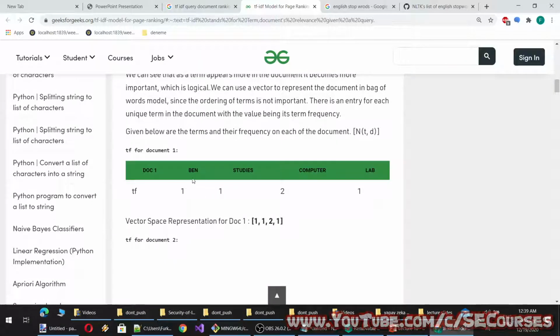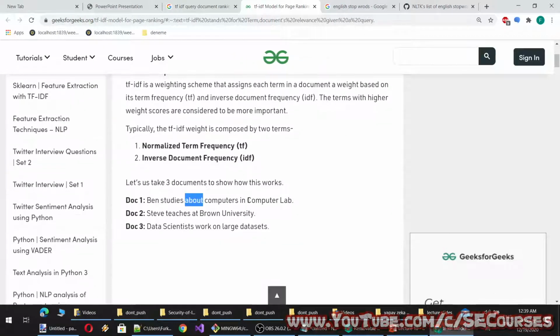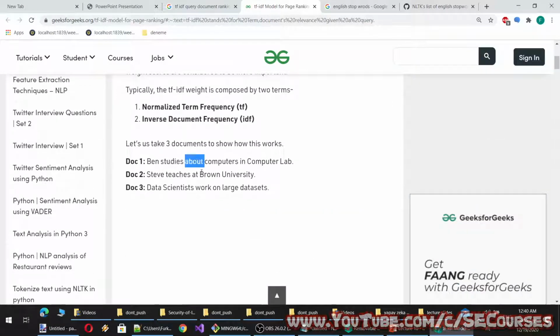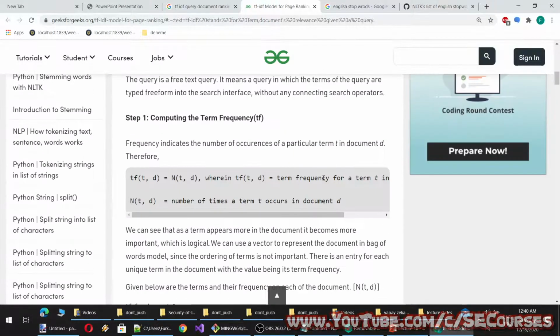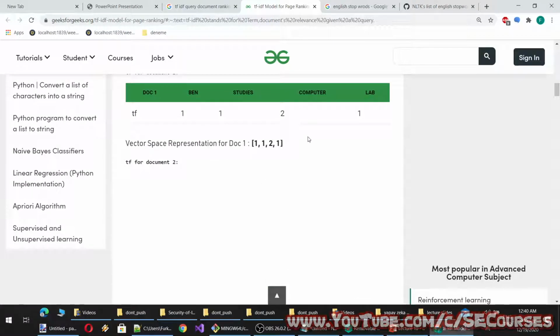So they did normalization, they did pre-processing, and therefore the keywords in and about are removed. The word computers has become computer. So Ben has one term frequency, studies has one, computer has two, and lab has one. This is the vectorial representation of document 1.